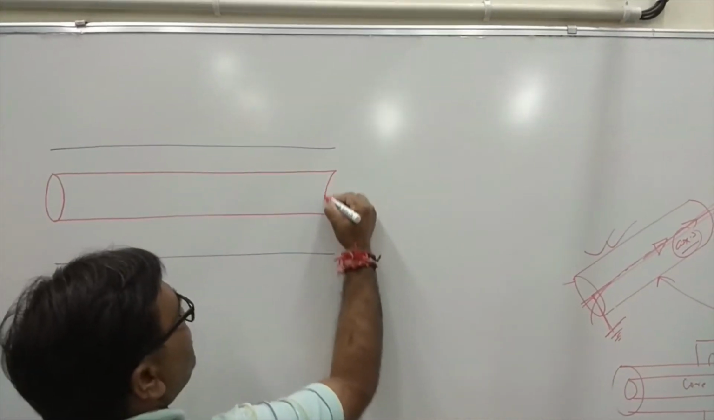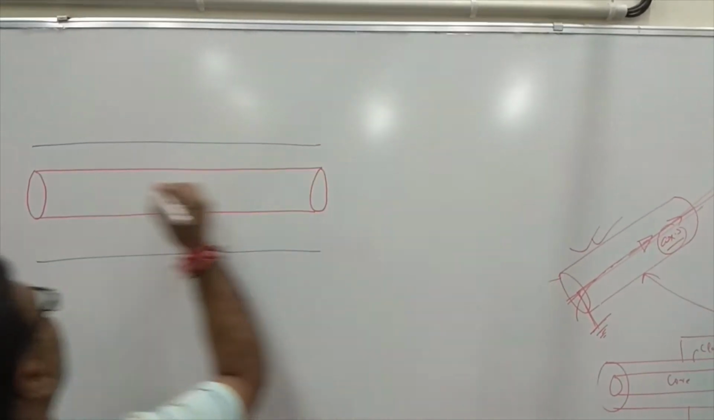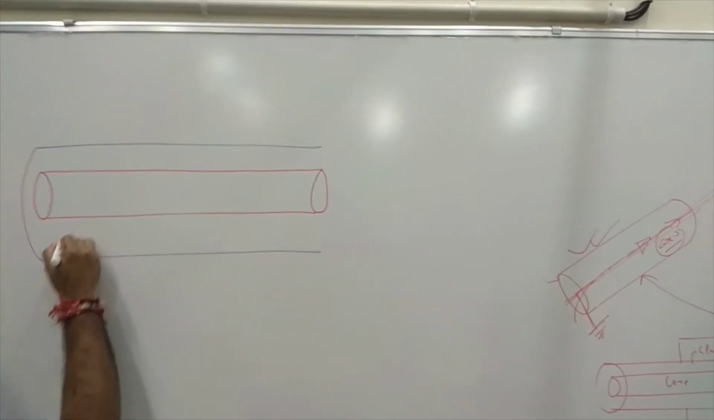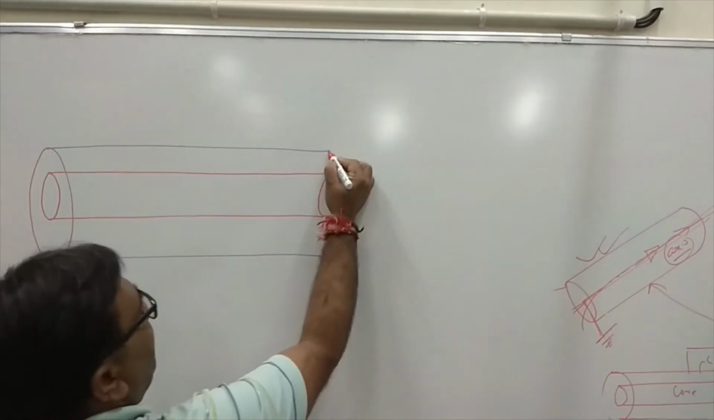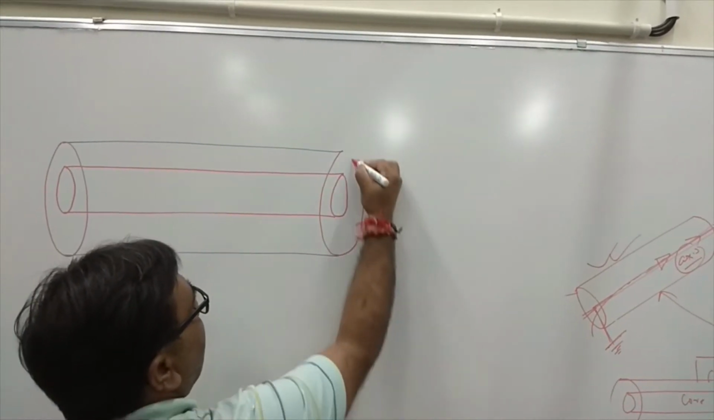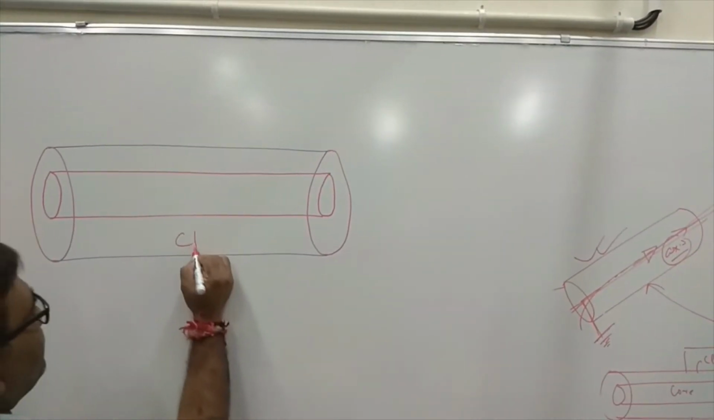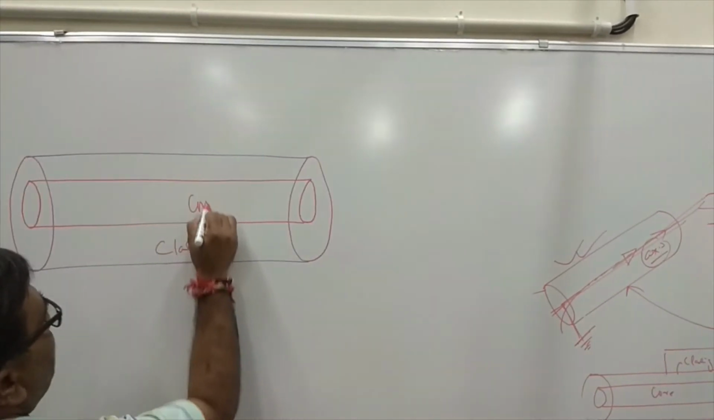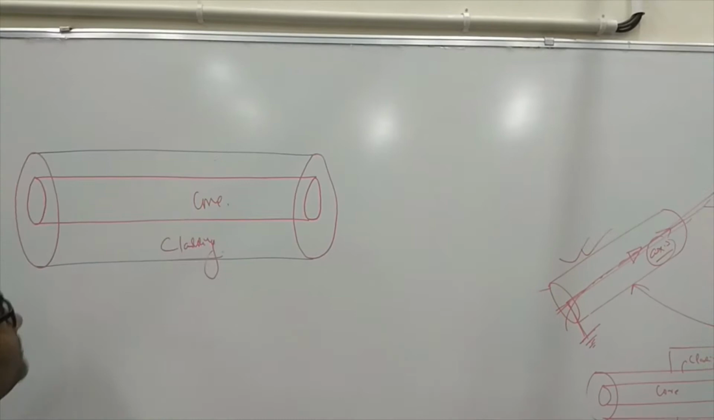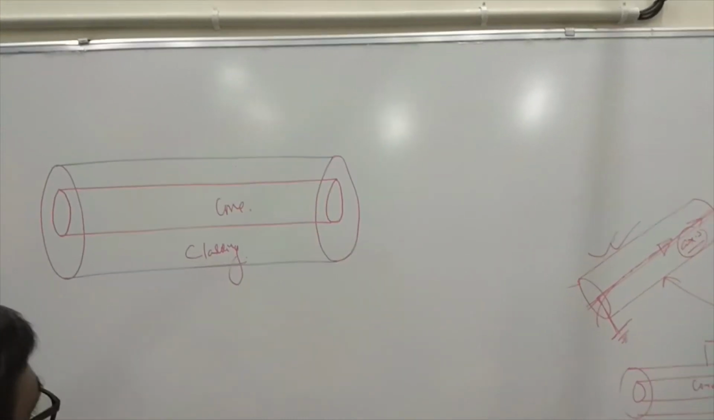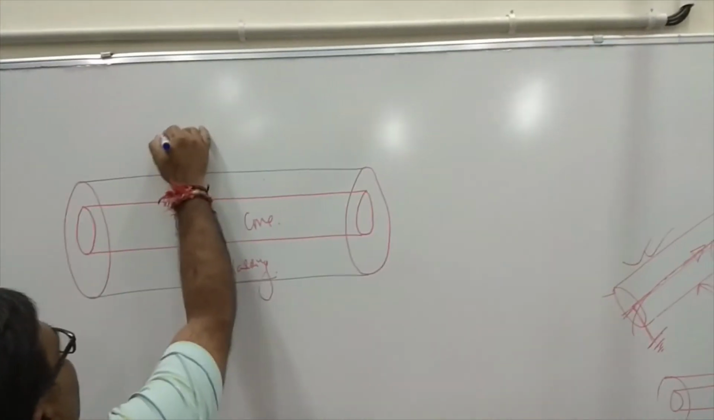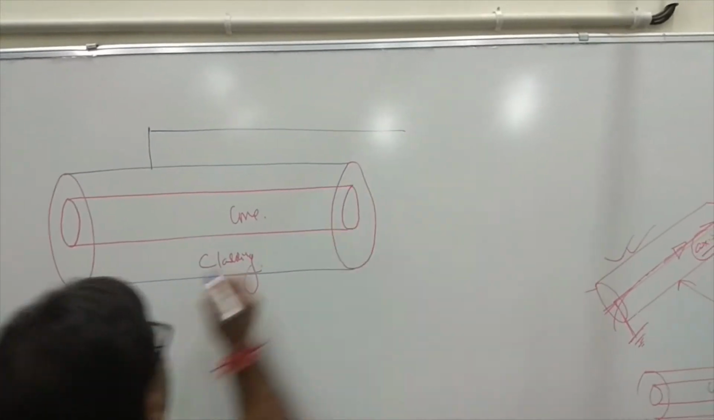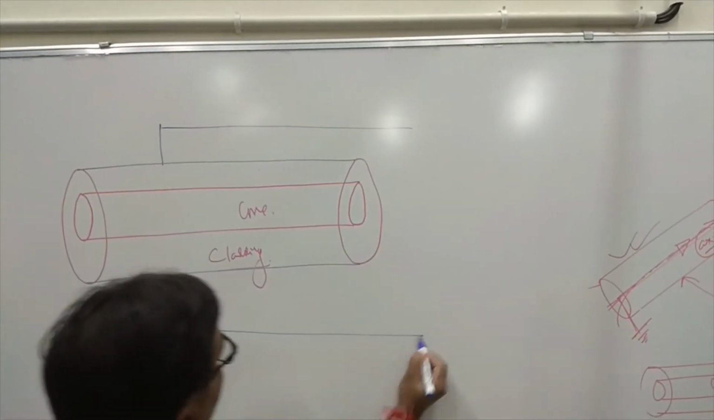the inner part is known as the core, and the outer part is known as the cladding, right? Outer part is cladding. This is cladding, this is core, same cladding. Now here, this is the shielding.